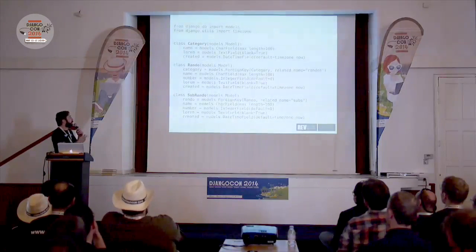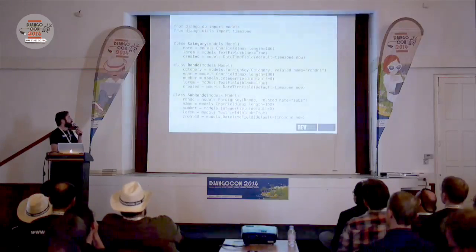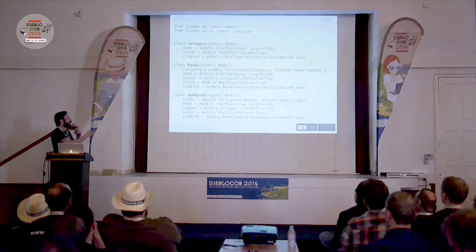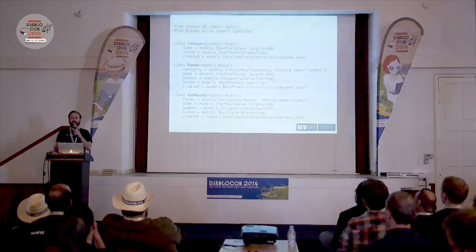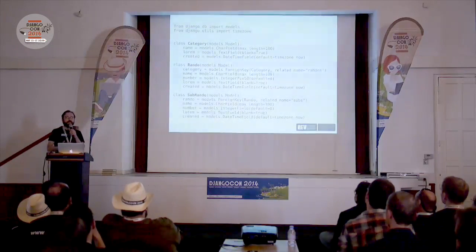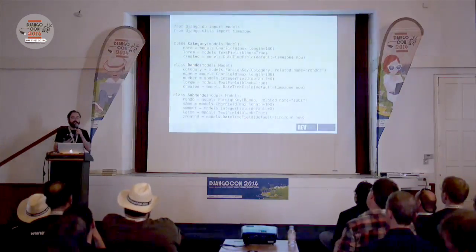So I built a very simple 3-model system with a category. I used UUIDs for the names. I generated a random number just to simulate some data, a couple of paragraphs of lorem and some text, just to fill up the database so that it wasn't a 5 megabyte database that is going to get cached into RAM. So our rando objects are associated with categories, and then each rando has between 1 and 20 randomly sub-rando items.